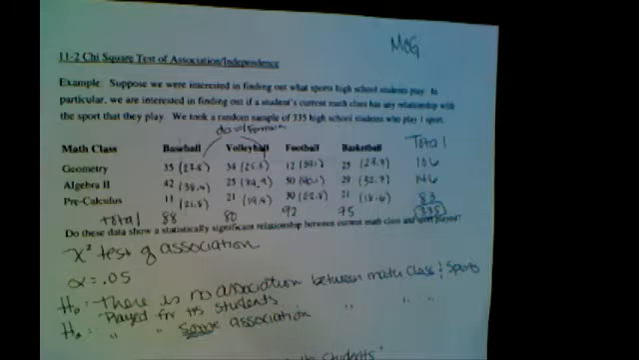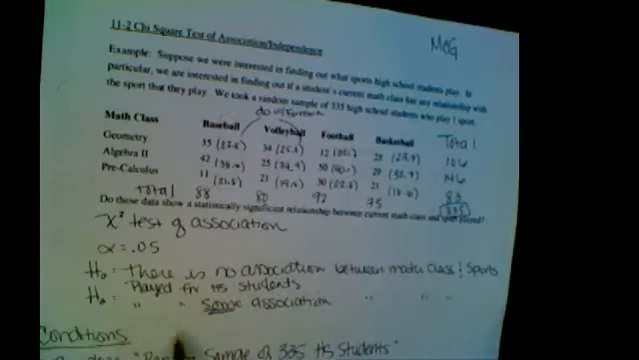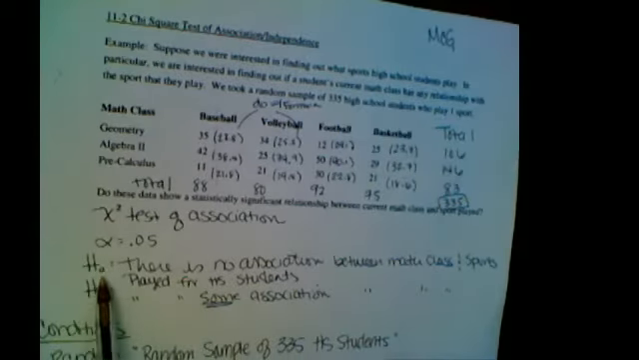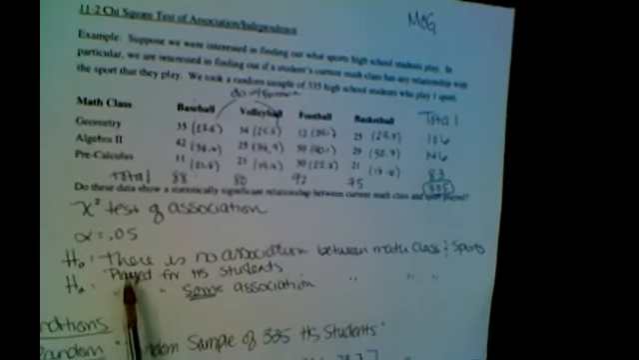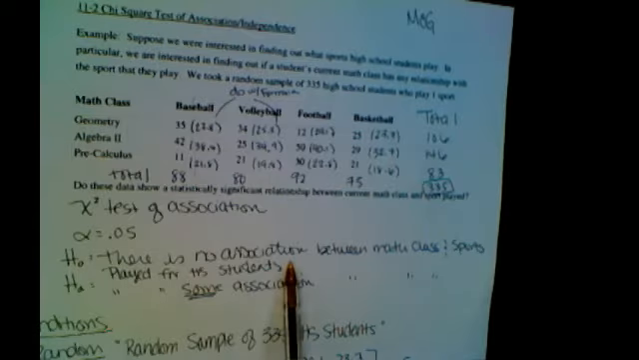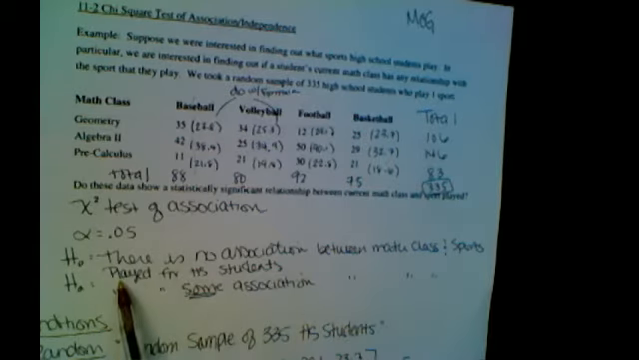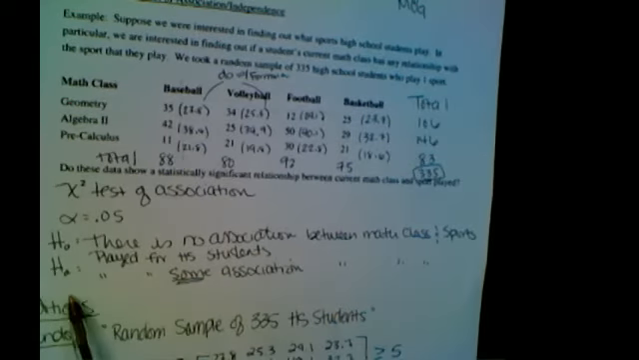So, chi-squared test of association. My H0 is what there has always been. There is no difference, right? So there is no association between math class and sports played for high school students. And my Ha is that I think that there is some association, okay?